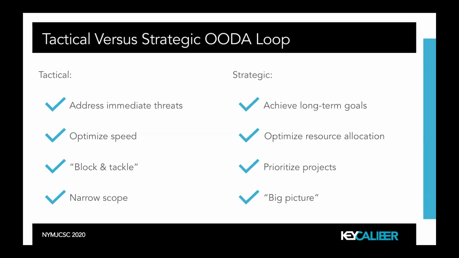You have a given amount of resources, no matter what size of your organization, and you want to be able to use that most effectively. And you can do that if you are taking a strategic approach. So you're prioritizing projects, and you're prioritizing other high-level decisions. And so that requires a very big picture approach as opposed to the narrow scope of the tactical OODA loop.